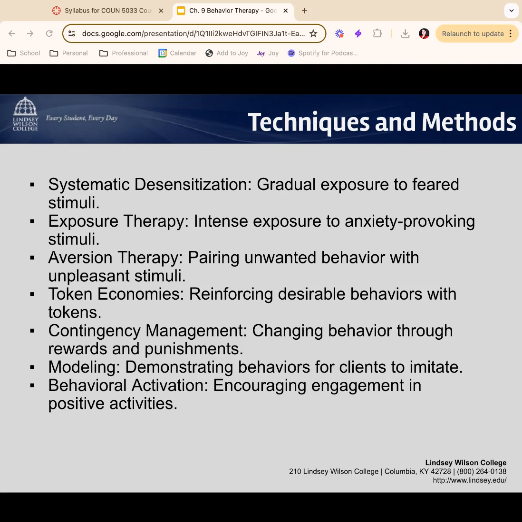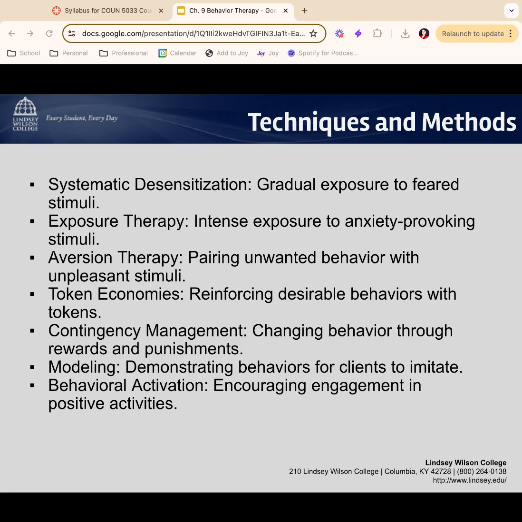Token economies are commonly used in institutional settings. Token economies involve rewarding desirable behaviors with tokens that can be exchanged for privileges or rewards. Like where I work, they have these different types of percentages, and if you're in the 85% club, you get X, Y, and Z. I think it's one scoop of ice cream from Baskin Robbins at the end of the week. And if you're in the 100% club, you get 2 scoops and whatever toppings you want, or something like that.